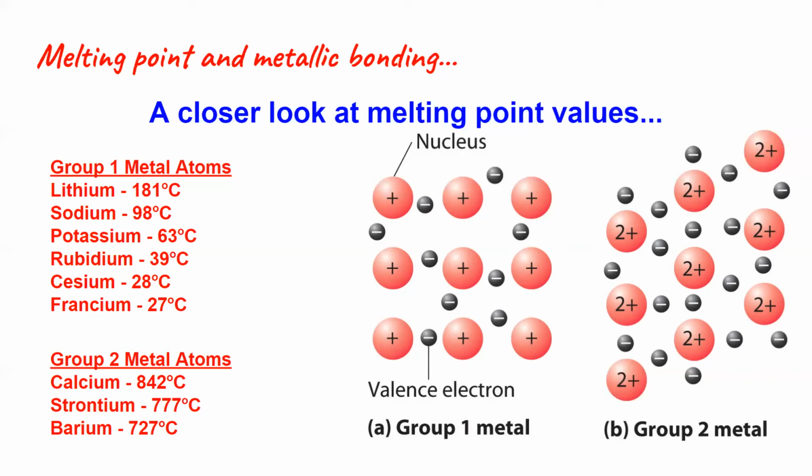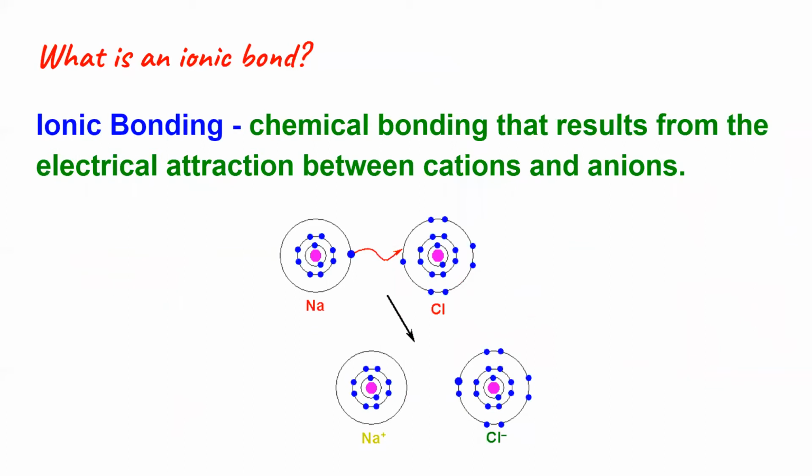Now we're going to move on and talk about ionic bonding. So in this case, we're answering the question, what is an ionic bond? Well, as it says on the slide, an ionic bond is chemical bonding that results from the electrical attraction between cations, or positively charged ions, and anions, which are the negatively charged ions.